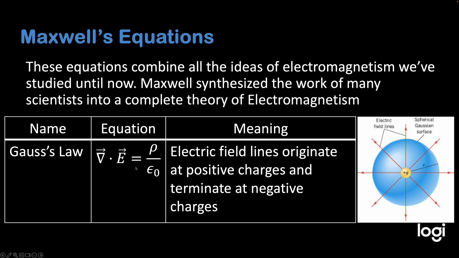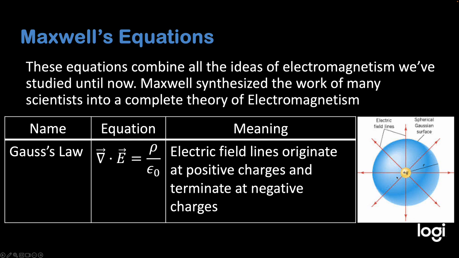So the first of these equations that are grouped together by Maxwell, the scientist synthesized a bunch of work from other scientists and put all the pieces that other people had worked on together to form a theory of electromagnetism. So we're combining the ideas of electric fields and magnetic fields and those forces, and we're putting them all together in one. The first idea was Gauss's law, and we saw this when we talked about the electric fields coming from positive and negative charges.